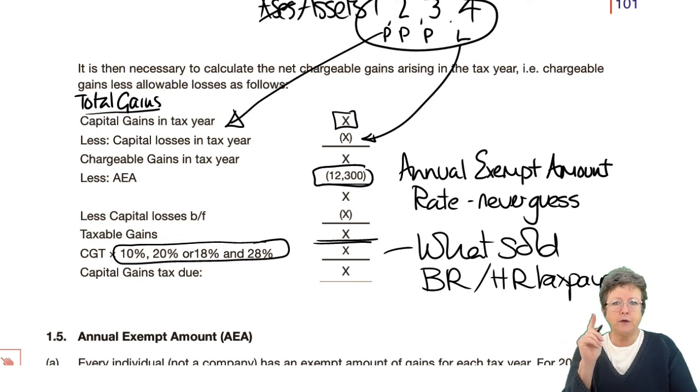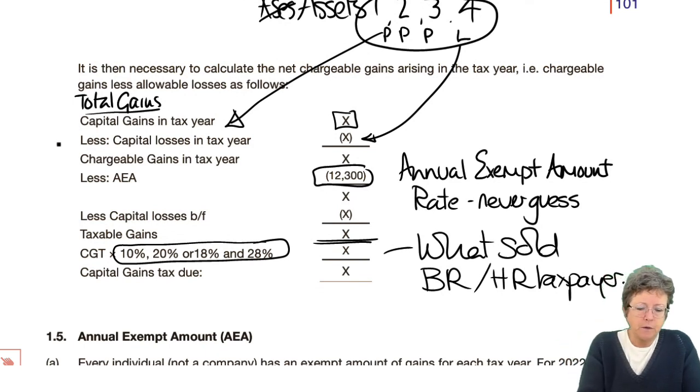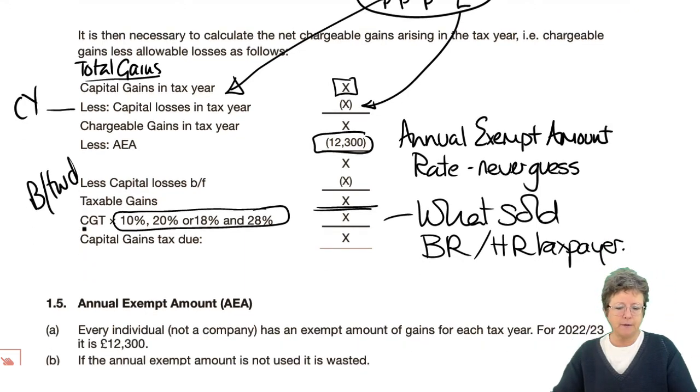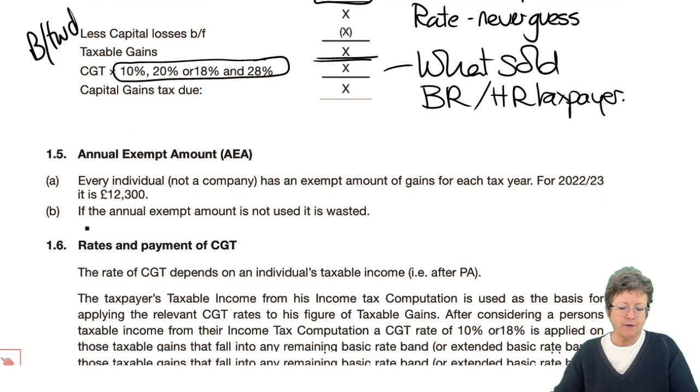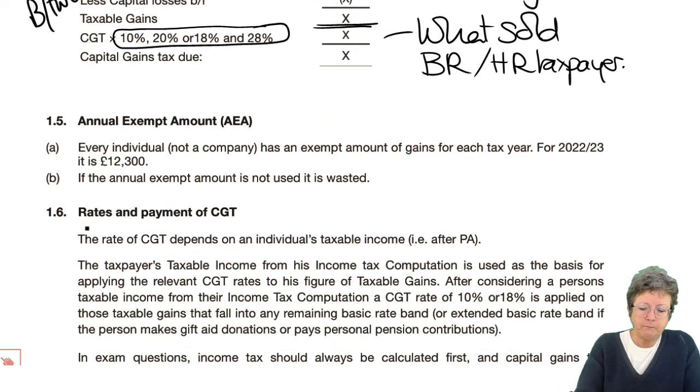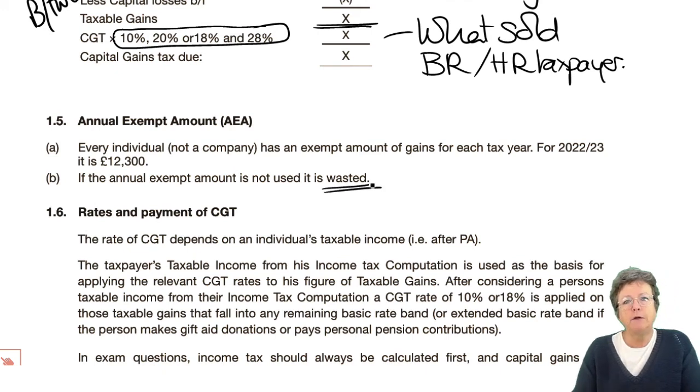Now note the order of the losses. In the year, first, brought forward second, and as I said, we'll talk more about that later. There's your annual exempt amount. Okay, if it's wasted, if you can't use it, you can't carry it forward, you can't give it to anybody else.